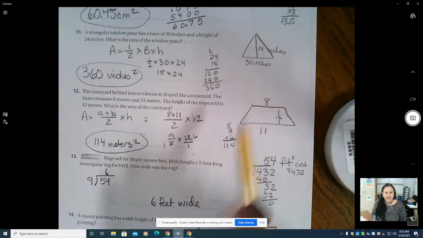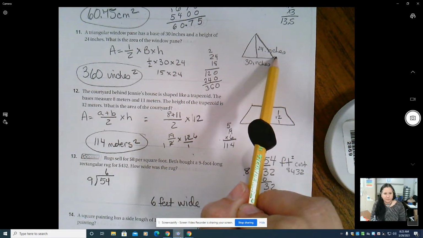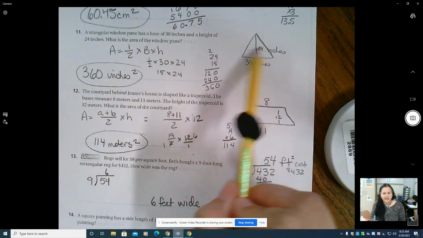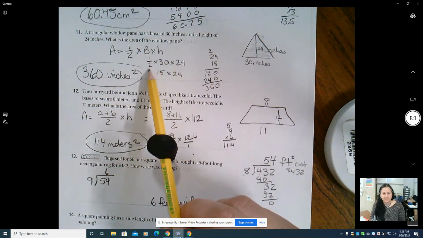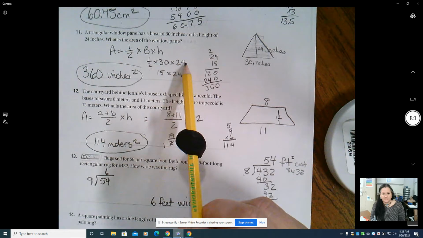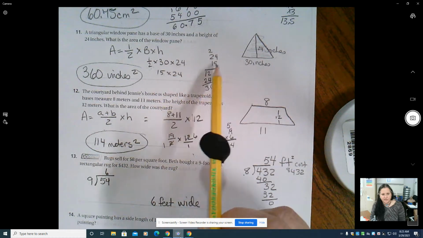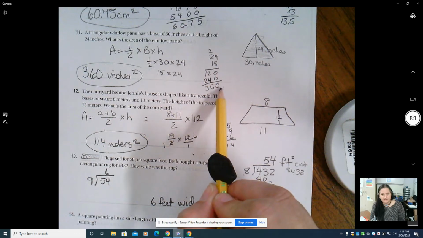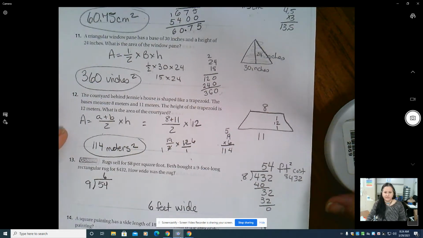All right, a triangular window has a base of 30 and a height of 24. What is the area of the window pane? So what's the area inside of here? So we're going to use the formula 1/2 times the base times the height. 1/2 times 30 times 24. 1/2 times 30 is 15. 30 divided by 2 is 15. 15 times 24. I went over here to do that problem. And you don't need to move your decimal, so you just get 360 inches squared.